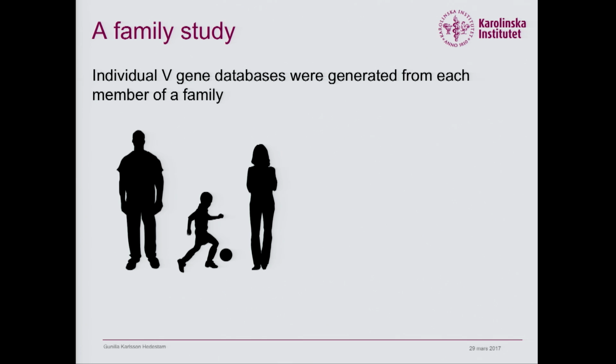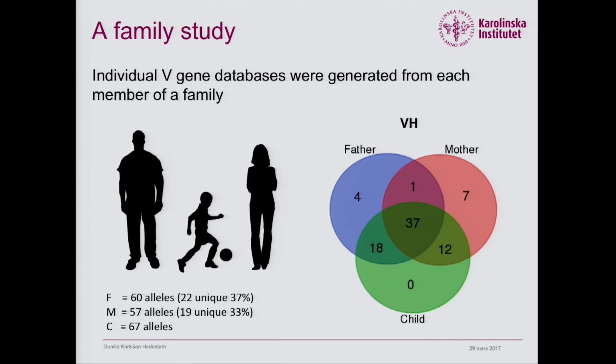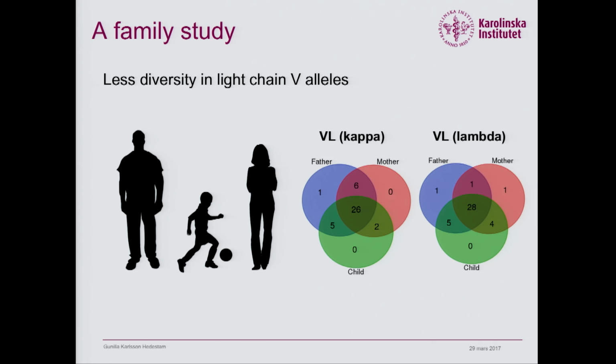And if you take a father, a mother, and a child, you can see in this Venn diagram that the child has no alleles that are not coming from either the father or the mother. You can see that the child is homozygote for 37 alleles and heterozygotes for 30. And this just shows how different these three individuals, even from the same family, are. This is heavy chain. If you look at the light chains, there's a little bit less diversity and there's slightly fewer V gene segments for lambda and kappa, but the same sort of overall result in that you can very clearly see which alleles were inherited from which parent.